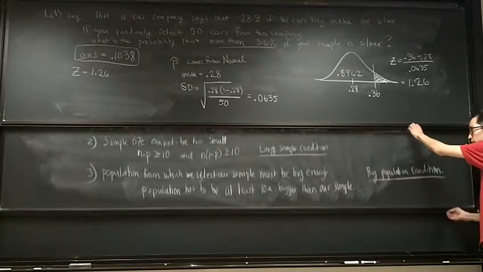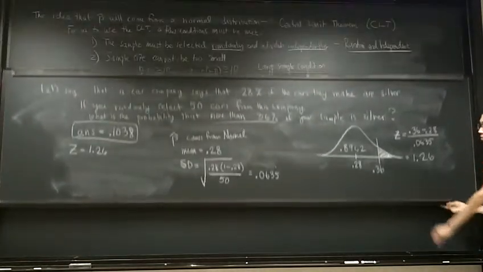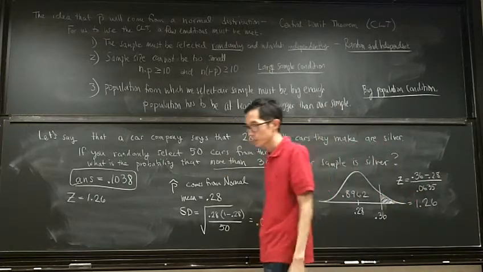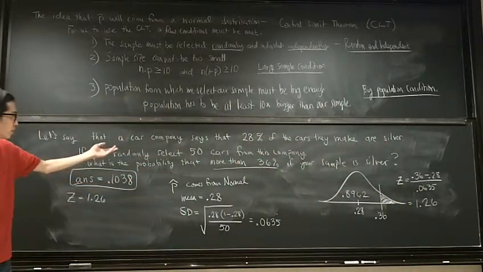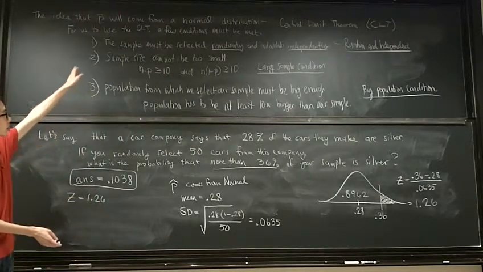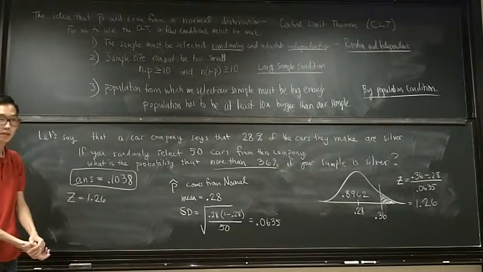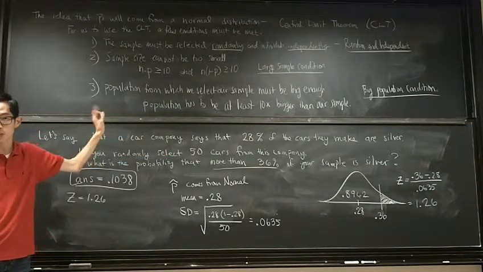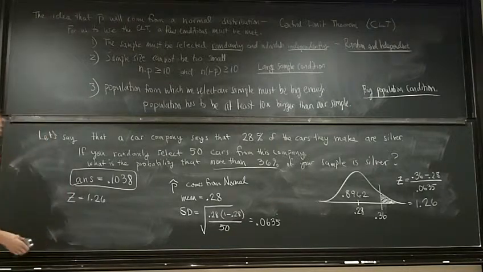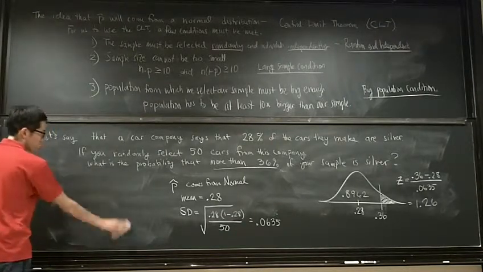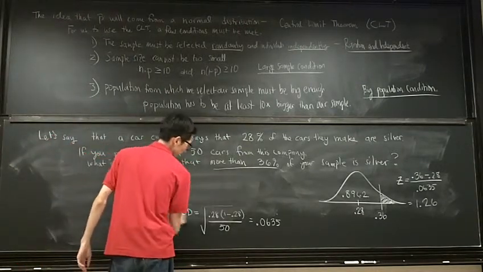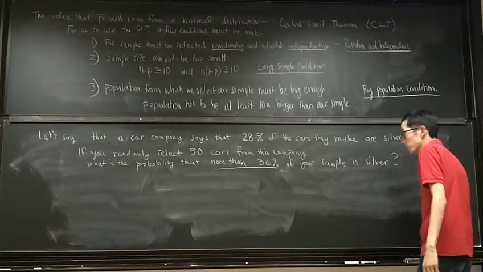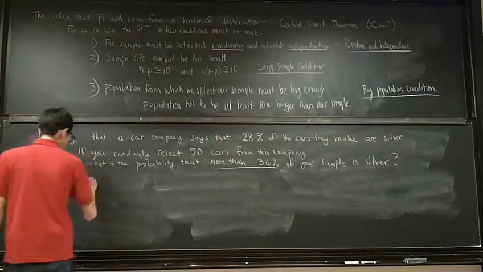In this problem where we're talking about drawing cars from this car company, is the first condition met? Were the cars selected randomly? Yes, it says if you randomly select 50 cars, so that condition is met. What about condition 2? Is our large sample condition met? How do we check that? There are two numbers I have to check.